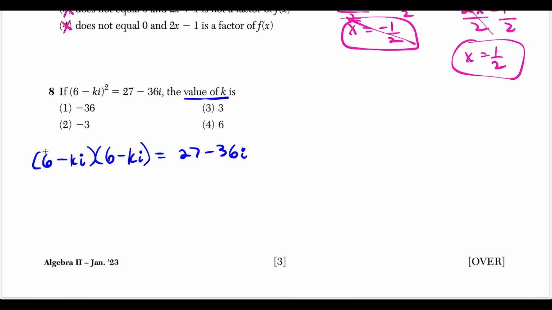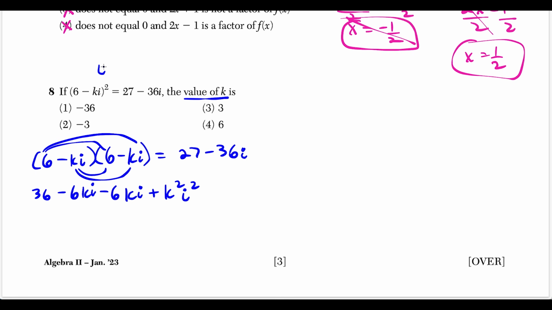And what we're going to do is distribute on the left. So we have 6 times 6 is 36. And then we have 6 times minus ki is minus 6ki, and then we have 6 times another minus ki is another minus 6ki, and then minus minus goes to plus, k times k is k squared, and then i times i is i squared. And now just know for imaginary numbers here, i squared is equal to -1, so we're going to need that in a moment. And the right side is going to stay intact like this.